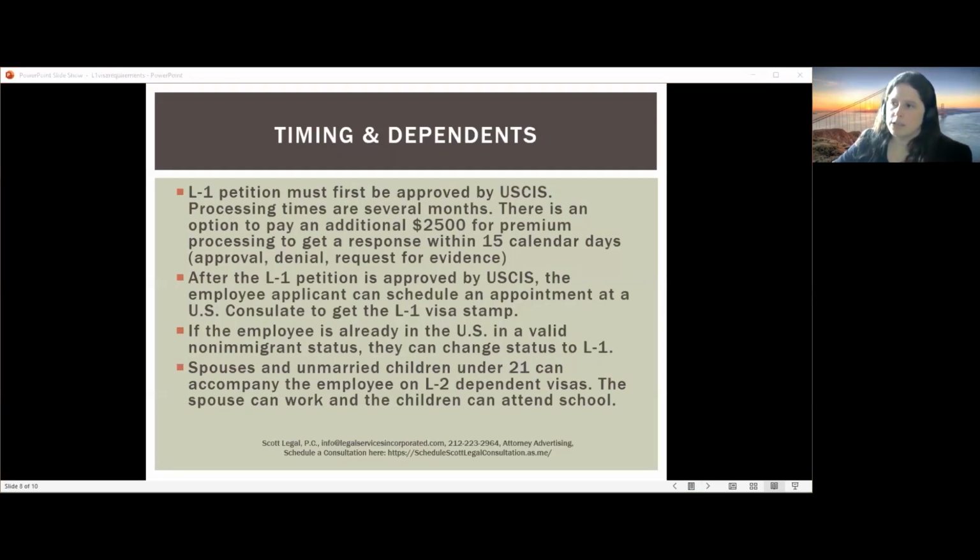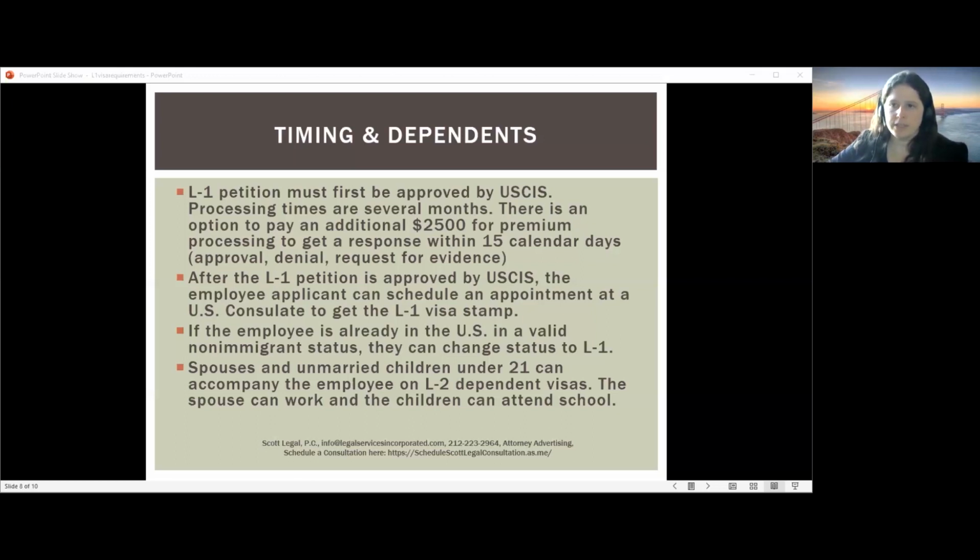All right, let's talk about timing and dependence. So the way that the L1 works is, first, the petition that's submitted to USCIS must be approved. If you're doing normal processing time, it could be several months. The company can also choose to pay an additional $2,500 for premium processing and get a response within 15 calendar days. The response could be an approval, a denial, or a request for evidence.